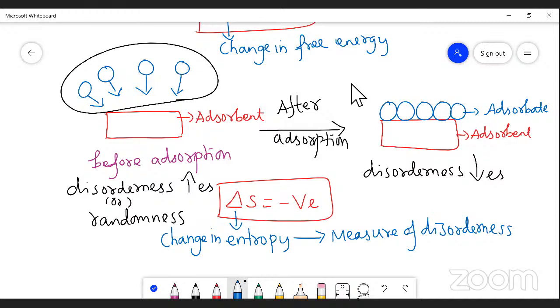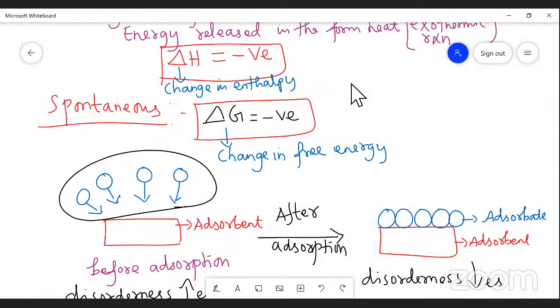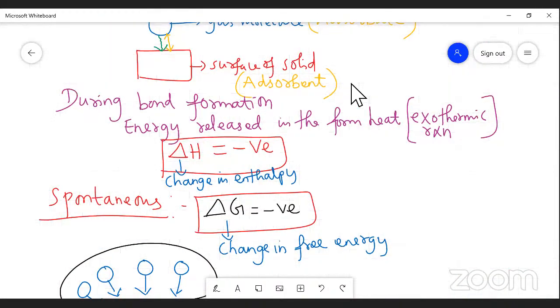Now, the characteristics of adsorption, I explain three concepts. Whenever a bond is formed, during the bond formation, energy has to be released. That released energy is converted into heat. Because the energy is released in the form of heat, this type of adsorption reaction comes under an exothermic reaction.